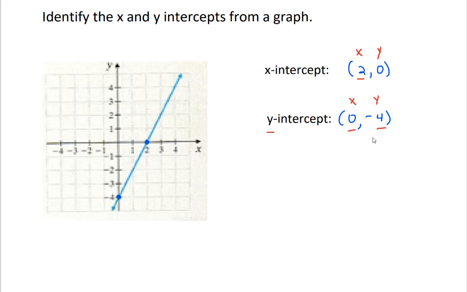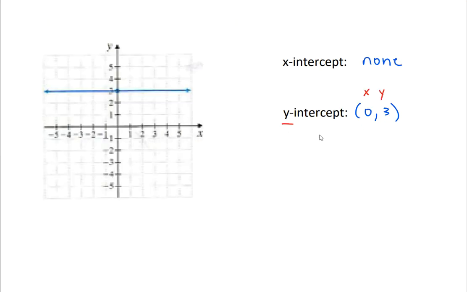So if you'll notice, for all of these examples, if I have an X-intercept, the Y value is 0. If I have a Y-intercept, the X value is 0. Here again, I had a Y-intercept, my X value was 0. So always the opposite letter for our intercepts is going to be 0. And we can find those intercepts by doing just that, by plugging in 0 for the opposite letter.